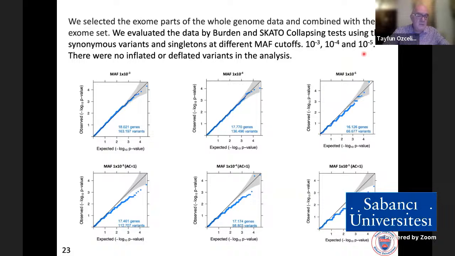There were no inflated or deflated variants in the analysis. In this scatter plot, you see that it is on the single line, or here also very close to this single line, showing that this data is reliable, and that gene discovery based on such data would be possible as an indication.